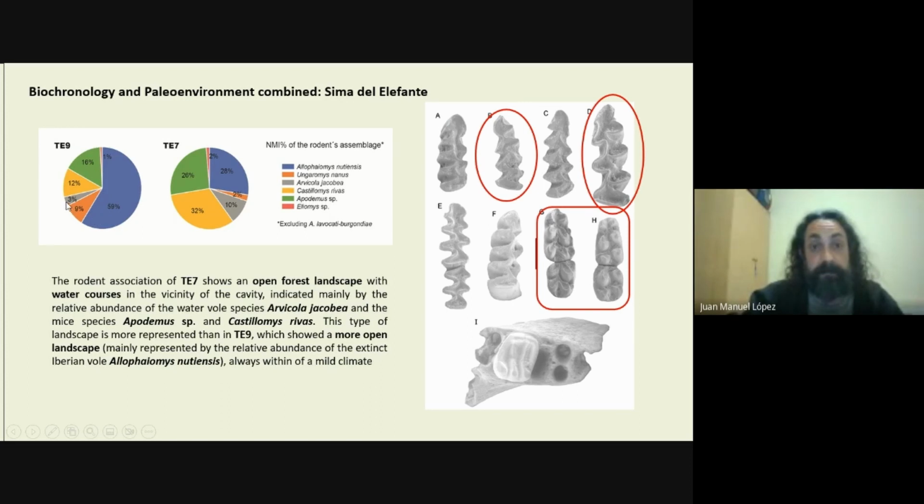We can find here remains from other species that indicate that maybe the forest component of T7 is much more important than in T9, where the landscape was probably more open than nowadays. And here the most characteristic species that indicate this are Allophaiomys nutiensis, Arvicola jacobea, Apodemus sp., and Castillomys rivas.